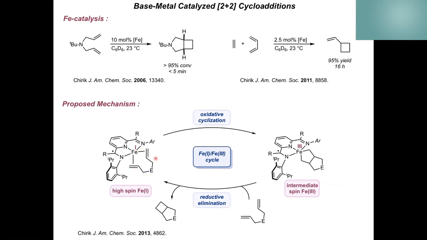But they were able to actually isolate and crystallographically characterize this diene complex, and this undergoes oxidative cyclization to form an iron 3 intermediate spin that still has that coupling to the ligand. And it's from this iron 3 metallocycle that selective carbon-carbon bond forming reductive elimination occurs.